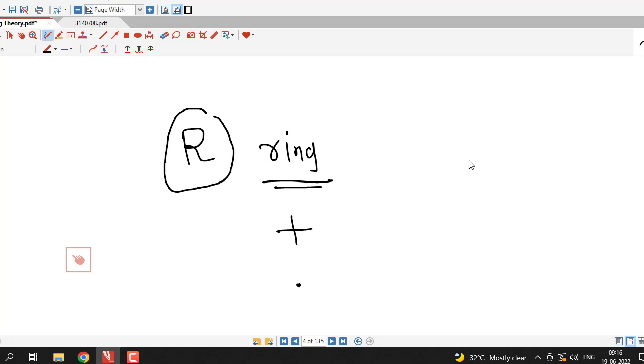So in this lecture we have introduced the algebraic system denoted by R with two binary operations denoted by addition and this dot notation, and we have discussed how to check whether R is a ring with respect to these two operations which are called addition and multiplication on R.